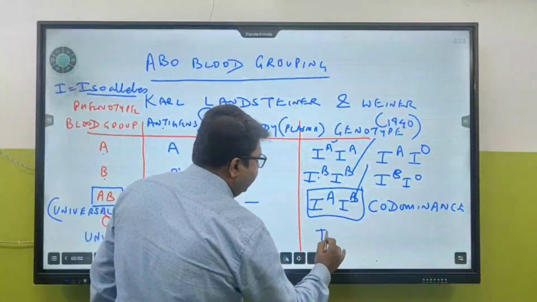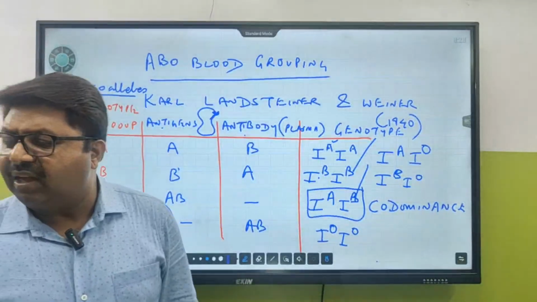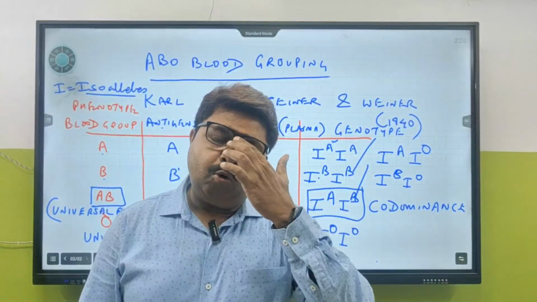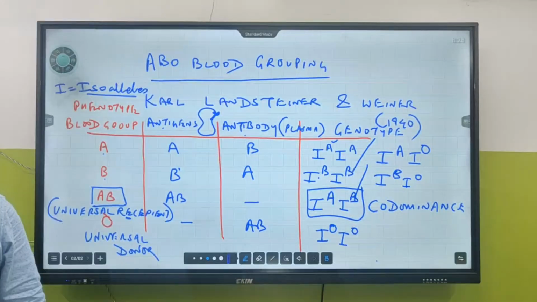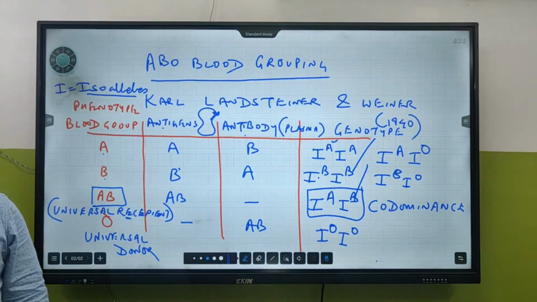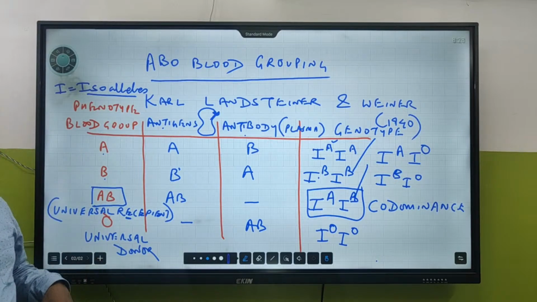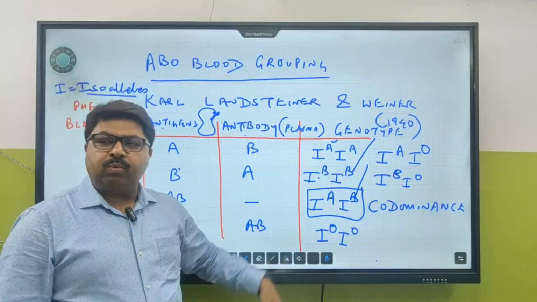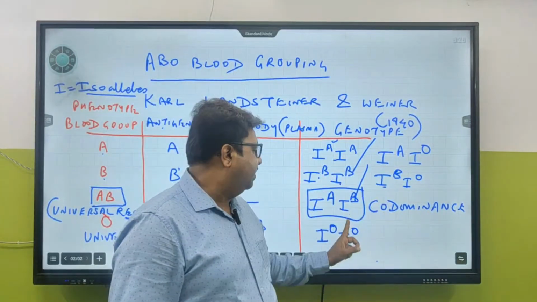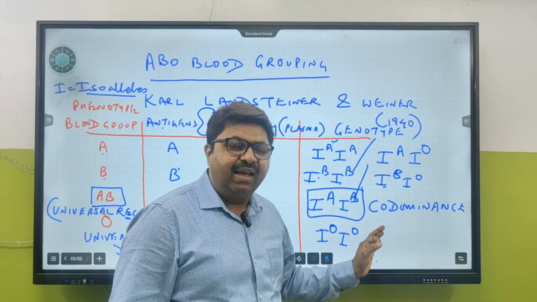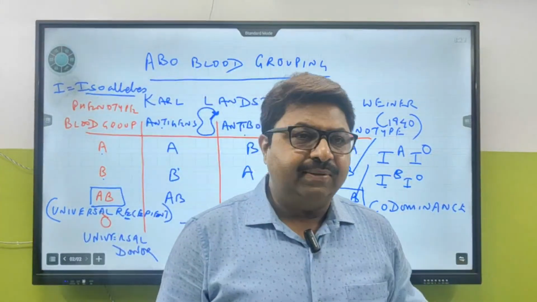And the way that we can express them is IO, genotypically IO. Shrijan, tell me how many genotypes are required to express the 4 phenotypes of blood group? 6. 1, 2, 3, 4, 5, and 6 genotypes are required to express the 4 phenotypes of the blood group.